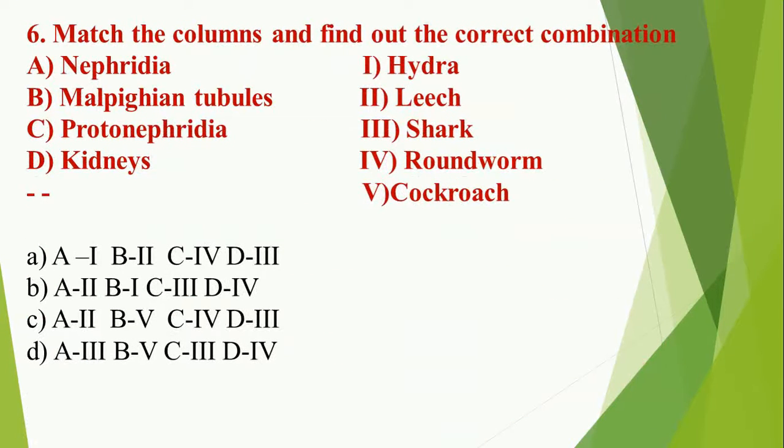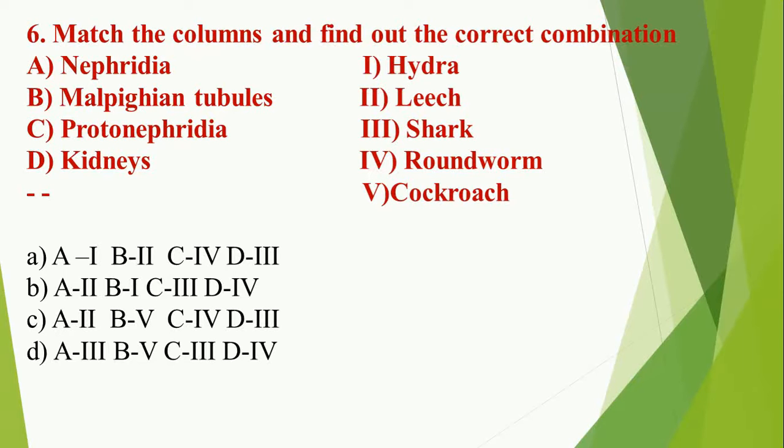So we have already seen about the excretory organs and the different excretory organs of different phyla and examples in last episode. To test your knowledge if you are thorough with, here is the 6th question. A. Nephridia, B. Malpighian tubules, C. Protonephridia, D. Kidney. We need to match with the excretory organs of these animals. So it's very easy, straightforward question.